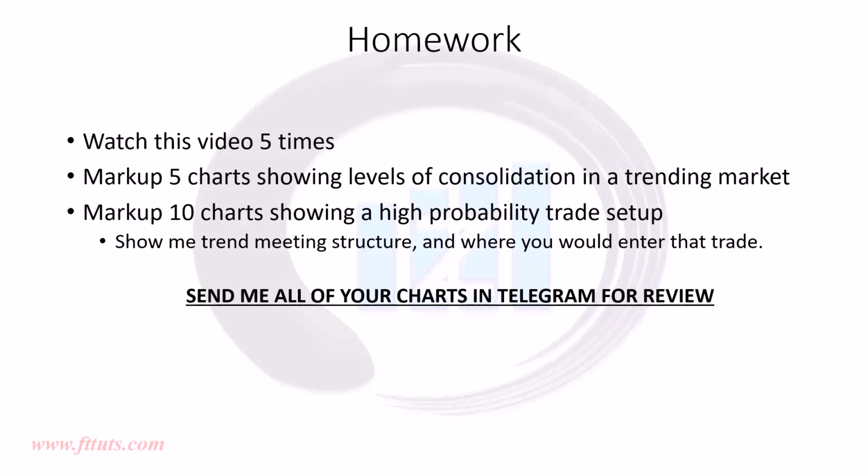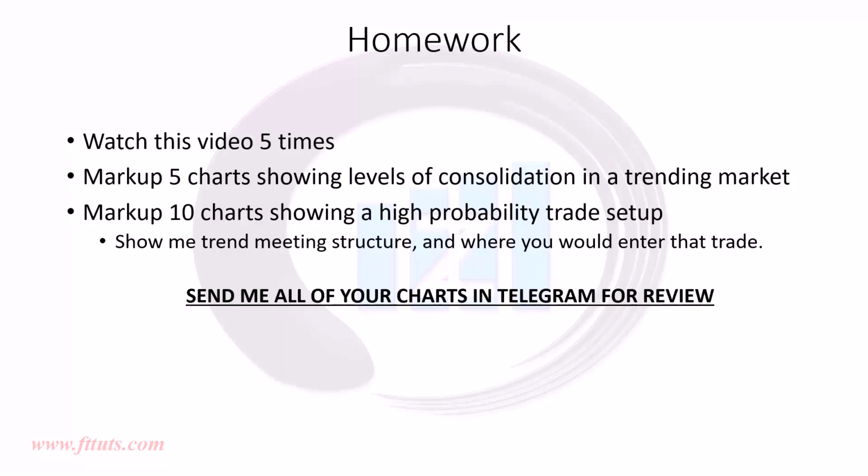So I want you to do 5 charts showing me levels of consolidation in a trending market. Basically, I just want you to show me, like on a daily chart, like I showed with the Elliott waves, I want you to show me levels of rise and levels of fall based on price movement in an uptrend or a downtrend.